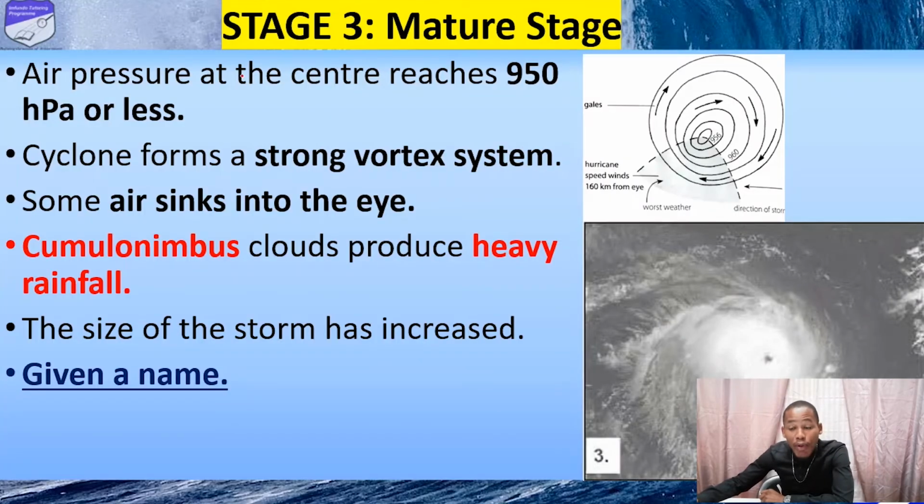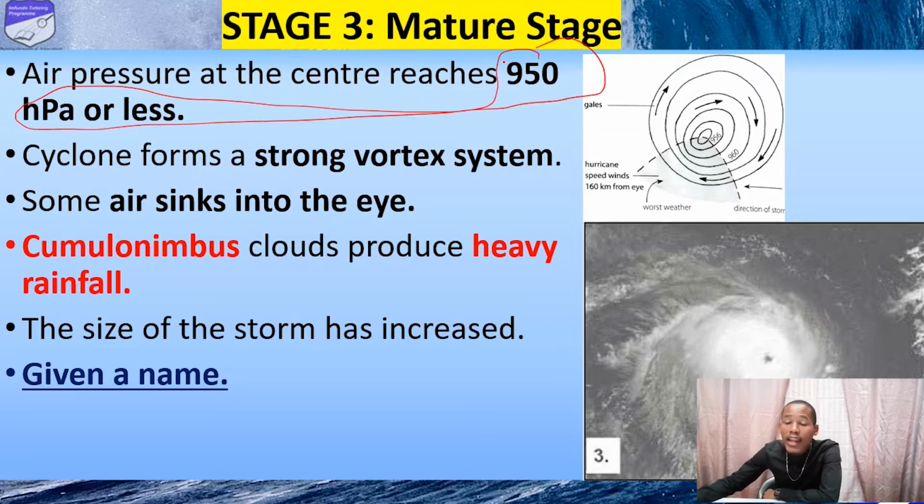In our next stage, the mature stage, the air pressure now. So in stage 1, we said it's above 1000 HPA. In stage 2, we said it's below 1000 HPA. In stage 3, the mature stage, it's now even lesser. It's less than 950 HPA. It has dropped even more. The cyclone forms a strong vortex system. It now rotates even faster.